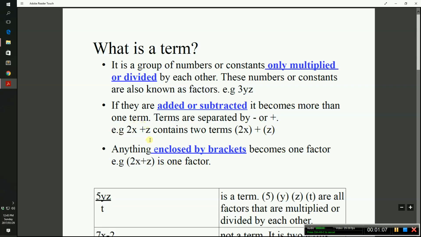Now, if we look at this example and we wanted to make it one term, we can enclose it in brackets. Anything enclosed by brackets becomes one factor. So if we take this 2x plus z and we put brackets around it, it becomes one factor.